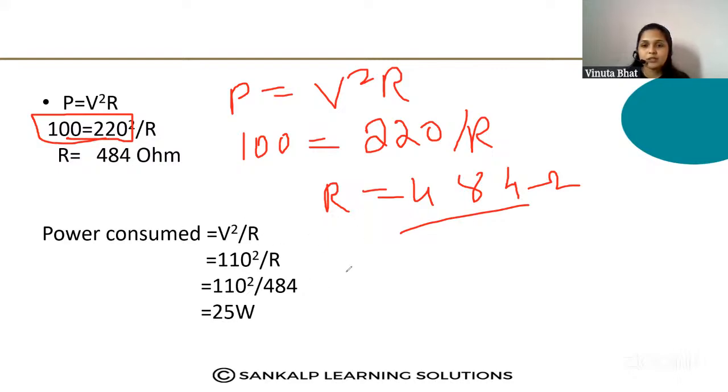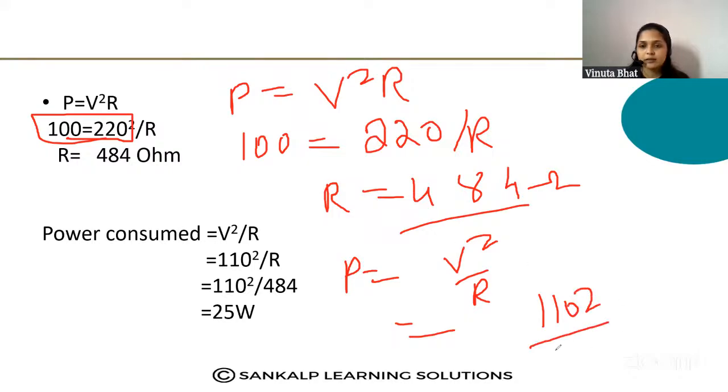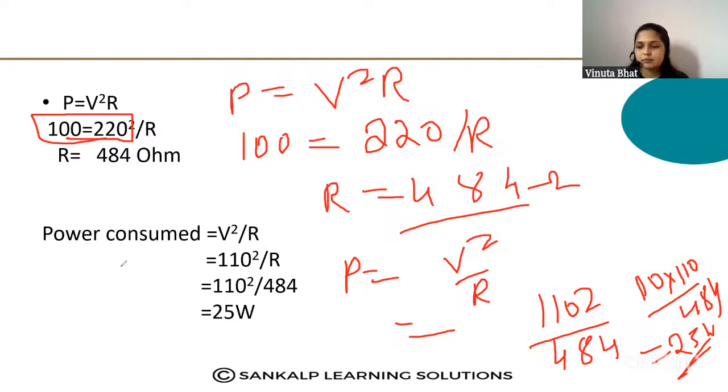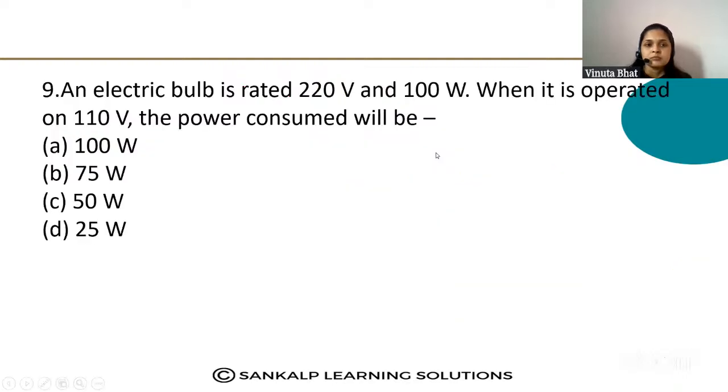Then to find the power consumed, you have to find the P value. You can use the formula P is equal to V square by R. V square, that is 110 square, divided by R. R is already known, that is 484. When you solve 110 into 110 divided by 484, you will get 25 watt. So the correct answer is 25 watt. Here option D is the correct answer.